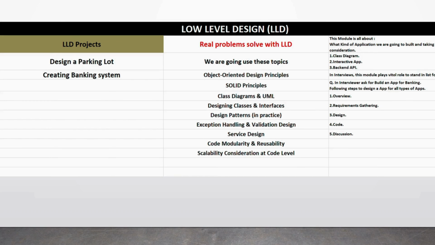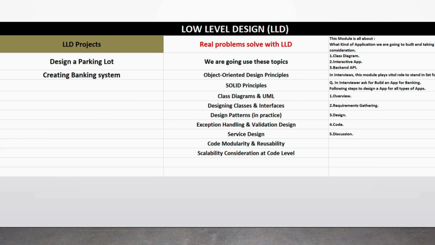For example, this module is all about what kind of application we are going to build and taking all edge cases into consideration. There are 3 types of applications we have. In that, we are going to build a class level design, then an interactive app, and a backend API. These are the 3 categories in low level design.